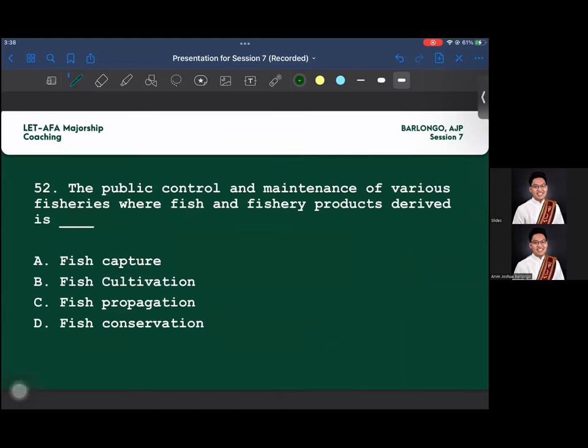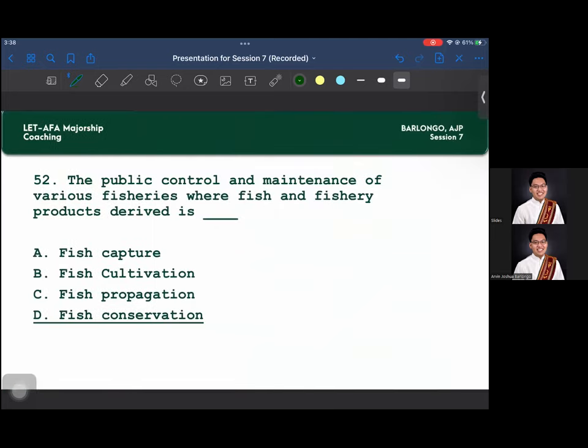Number 52. The public control and maintenance of various fisheries where fish and fishery products are derived is A, fish capture, B, fish cultivation, C, fish propagation, or letter D, fish conservation. Again, for this item, you need to look at the context clues or the terms in the question. You can see there, control and maintenance. When we say maintenance, you are also conserving them. So this is called fish conservation. Maintenance, conserve.